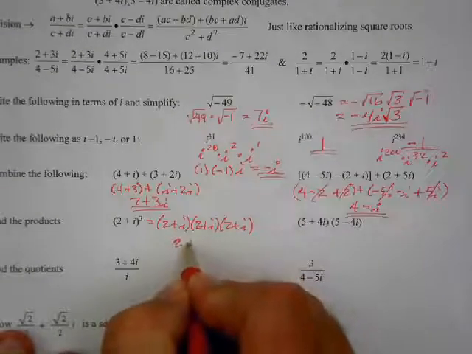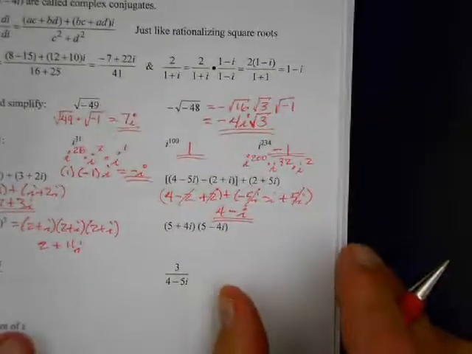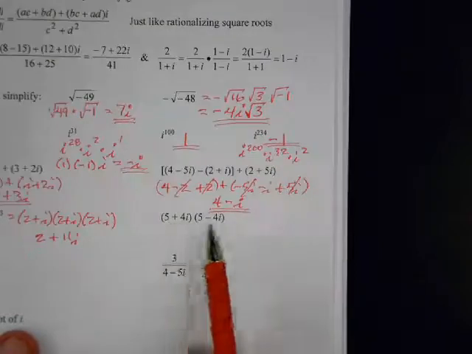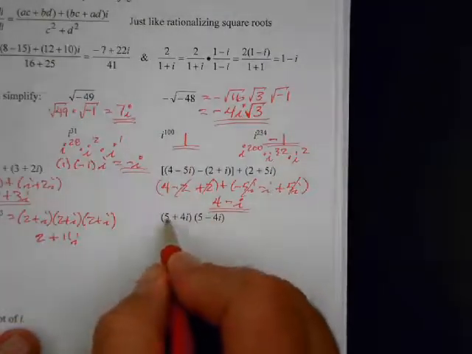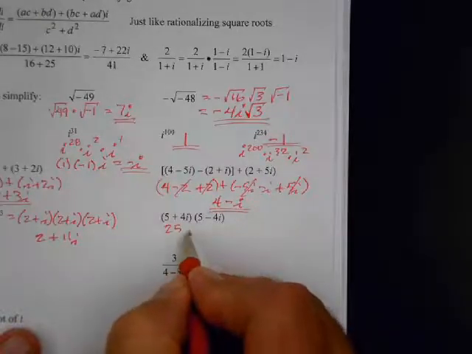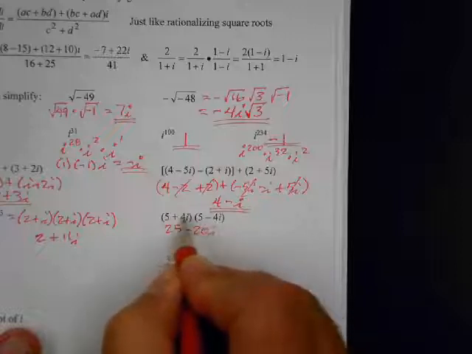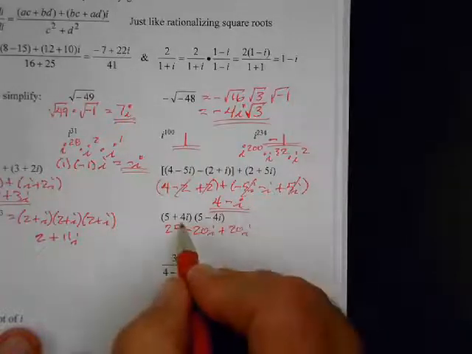Now, in the second case, notice that I have complex conjugates. So I'm going to do it the long way first. 5 times the 5, well, that's 25. 5 times the -4i, that's -20i. 4i times the 5, that's plus 20i. And then 4i times the -4i is -16i squared.